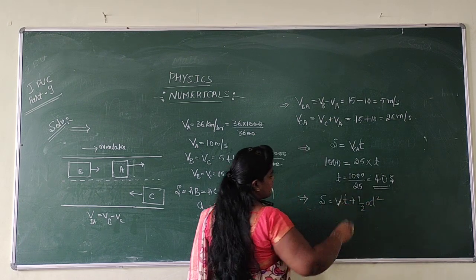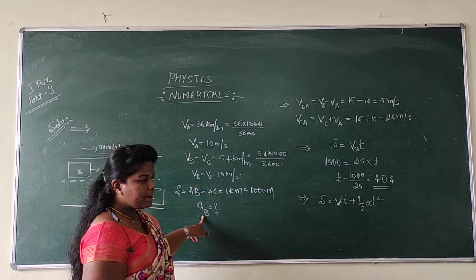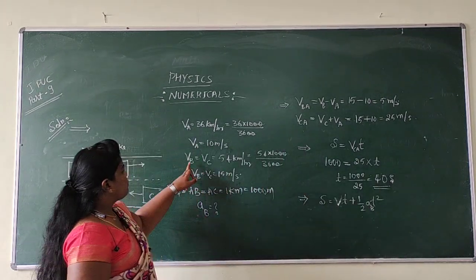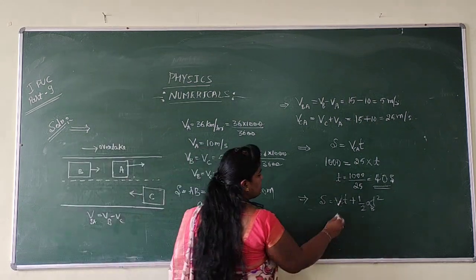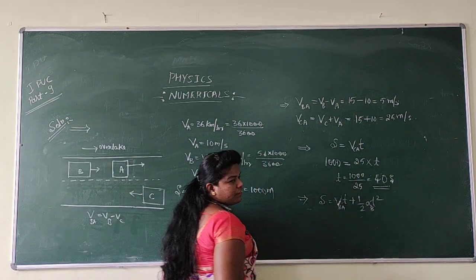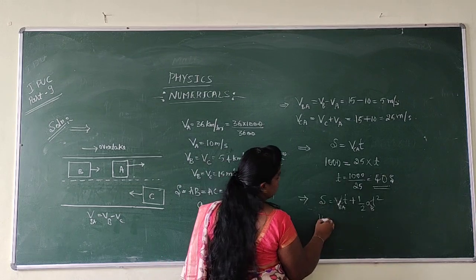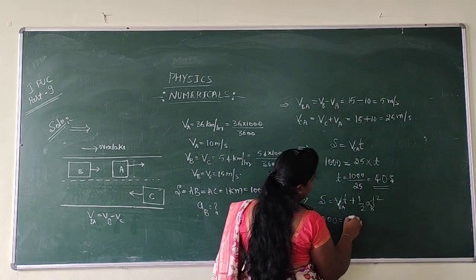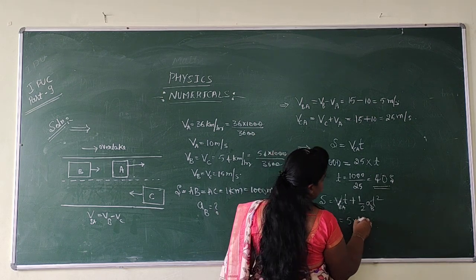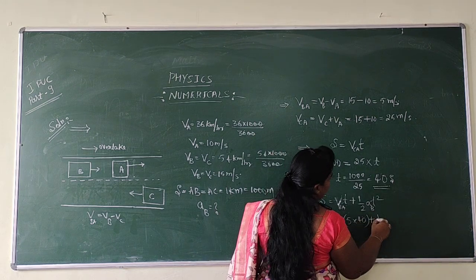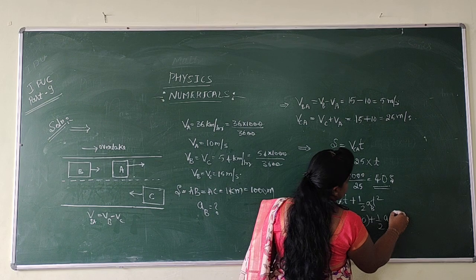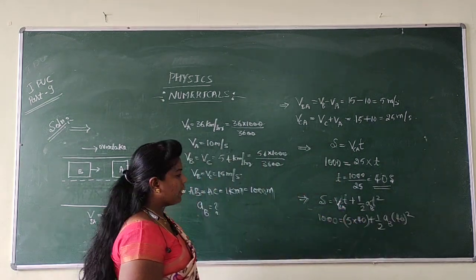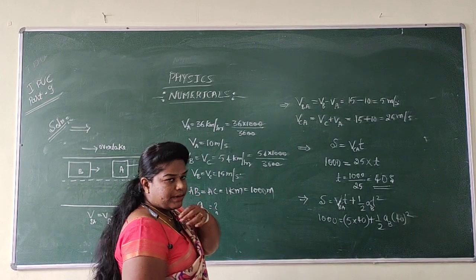So just S is equal to UT plus half AT square. This velocity is, because I am calculating for B, right? So I want to write the velocity for VBA, that is the relative velocity VBA. Distance is 1000 and VBA is 5, into time is 40 seconds, plus 1 by 2 into the acceleration, which I don't know, into 40 square. That is what T square is, 40 square.